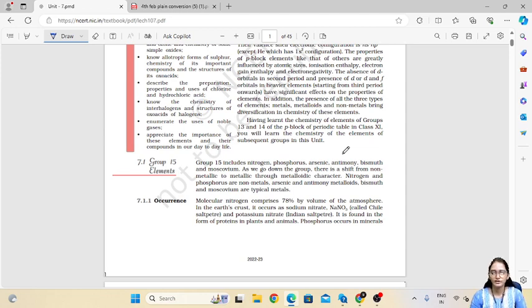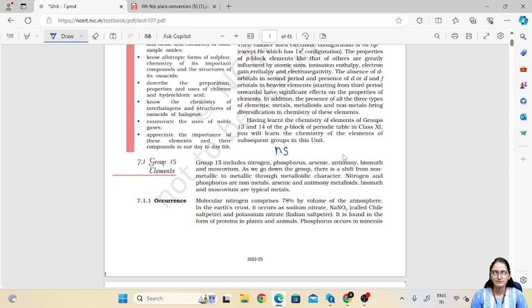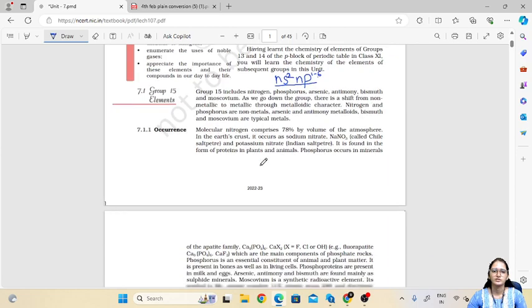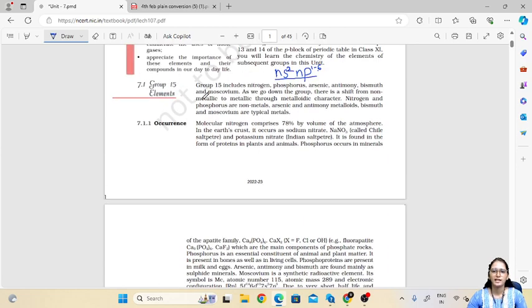The general configuration of P block is ns2 np1 to 6. So this is the general configuration of P block, wherein ns2 np6. This you can apply to any group to obtain the configuration. Let us start with group 15 elements.